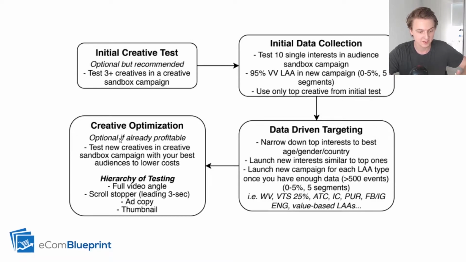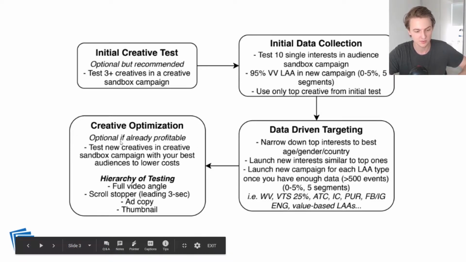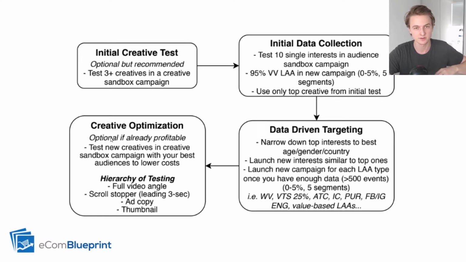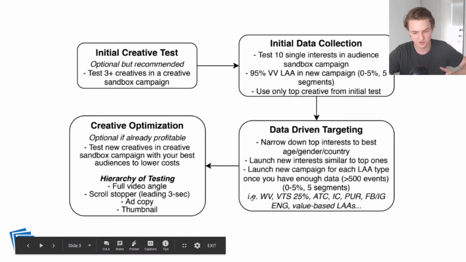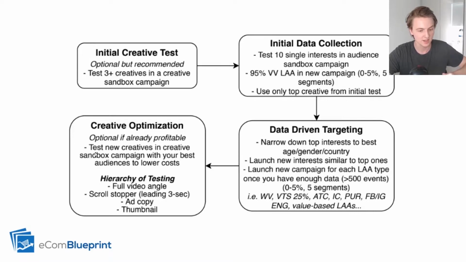And then the last phase here is the creative optimization phase. I wrote here optional if you're already profitable, but this is where you can really optimize your campaigns and your ads and really improve your return on ad spend by testing new creatives and by finding what messaging works with your audience, what kind of offer works, and figuring out the creative that gets you the highest click-through rate, that gets you the highest relevance. Doing this is going to reduce your ad costs in the auction. So this is the last step. Once you've identified your best audiences with the data-driven targeting phase, you just want to test a lot of different creatives in your creative sandbox campaign with your best audiences to lower costs.